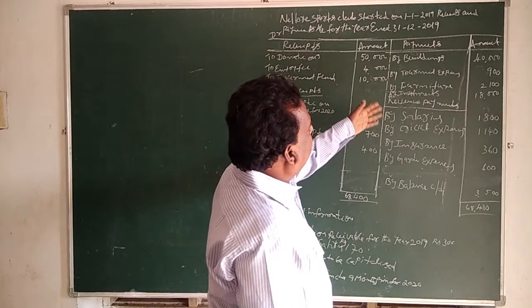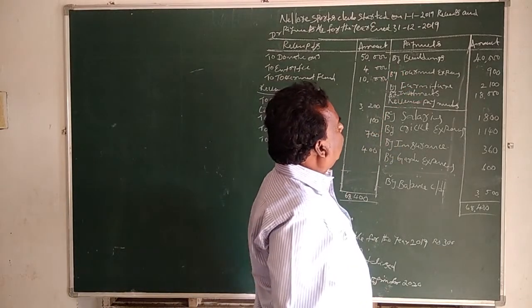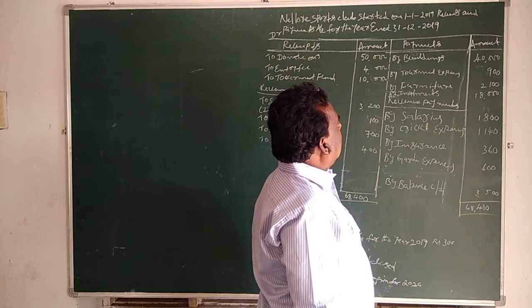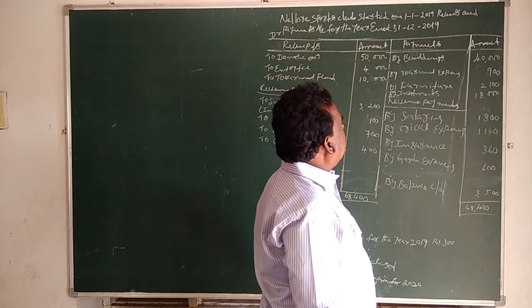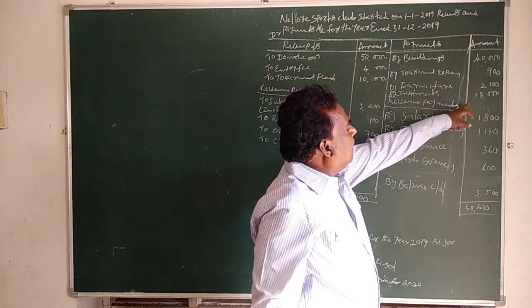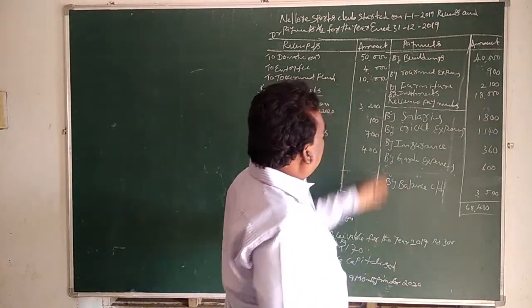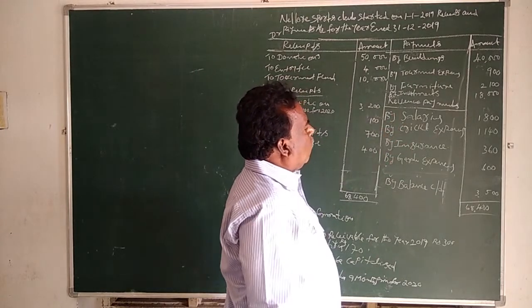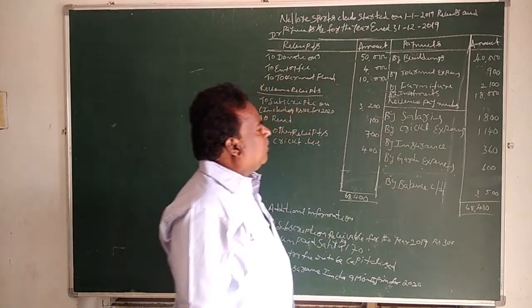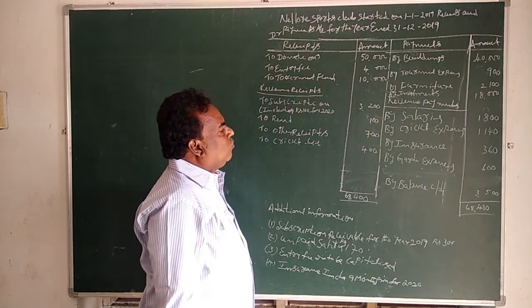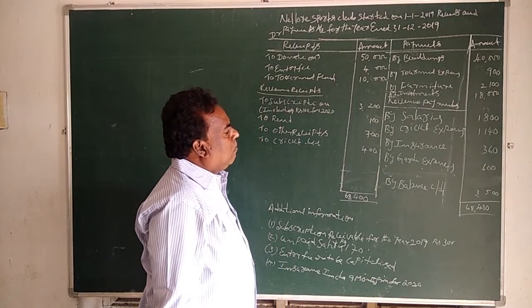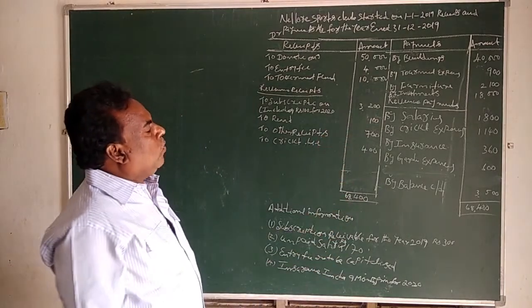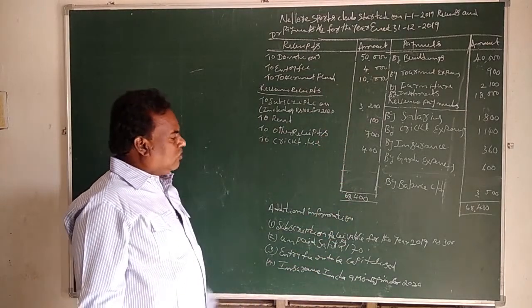Payments: nature of payments. Buildings 40,000, tournament expenses 900, furniture 2,100, investments 18,000. Next, revenue payments: salaries 1,800, cricket expenses 1,140, insurance 360, garden expenses 600. These are the revenue payments, and these are the revenue receipts.